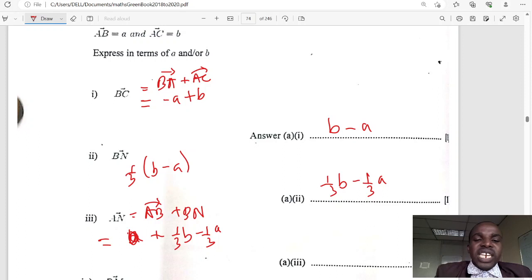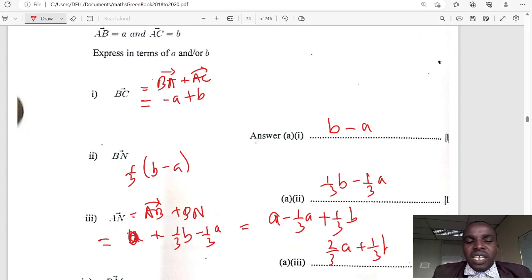Then you can take these items and collect like terms. It will be A minus 1/3 A. Collect terms in A, then 1/3 B. So it will be 2/3 A plus 1/3 B.